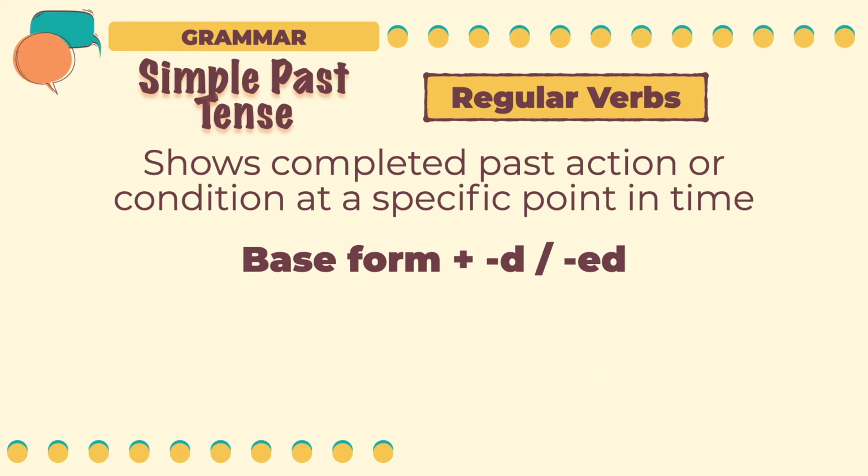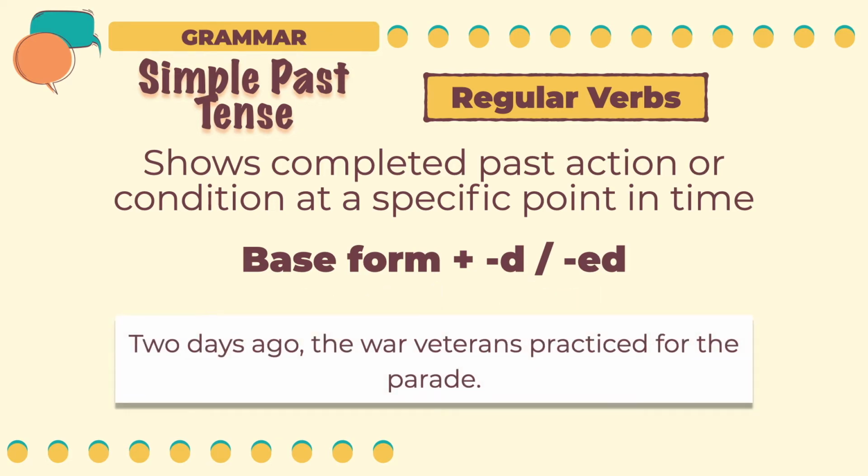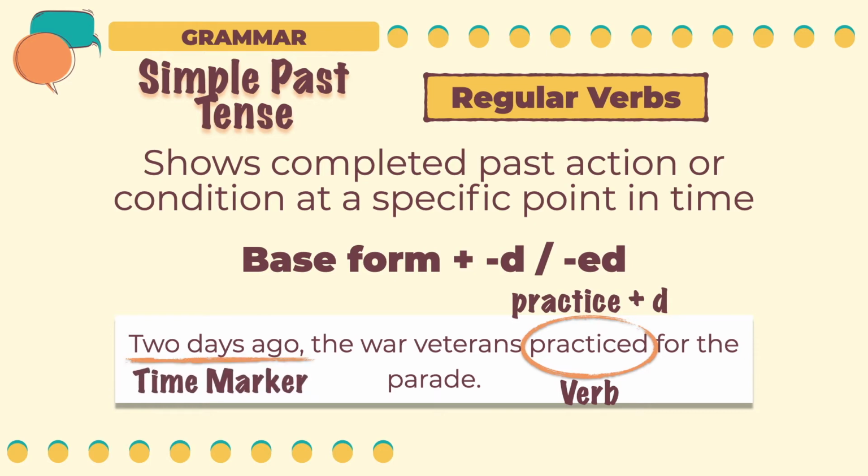Let's have a sample sentence. 2 days ago, the war veterans practiced for the parade. The verb in this sentence is practiced. The verb practice ends in E, so we only have to add D to form its past tense. This action is completed in the past based on the time marker given, 2 days ago.